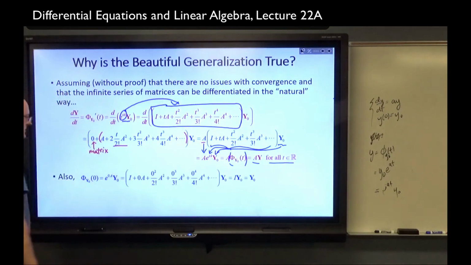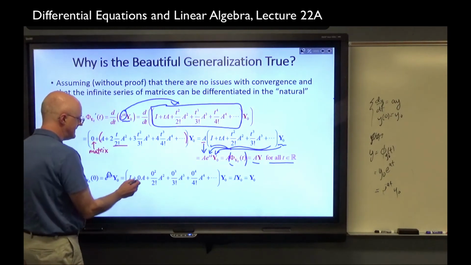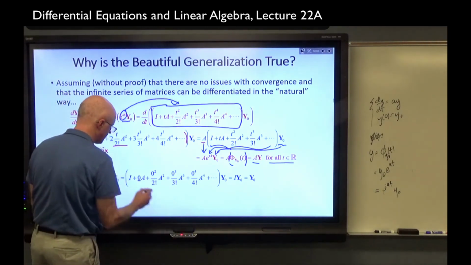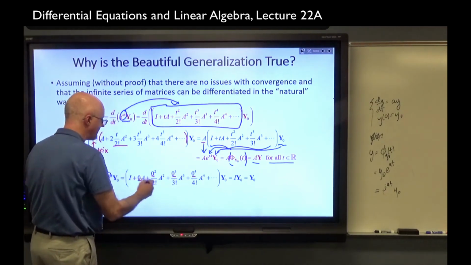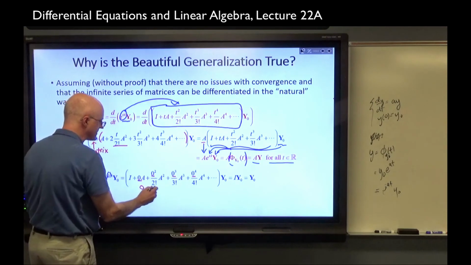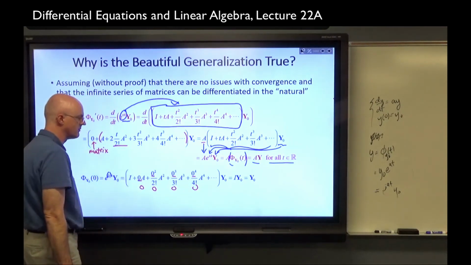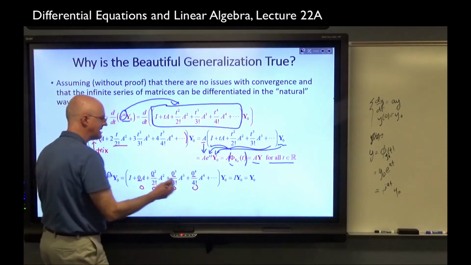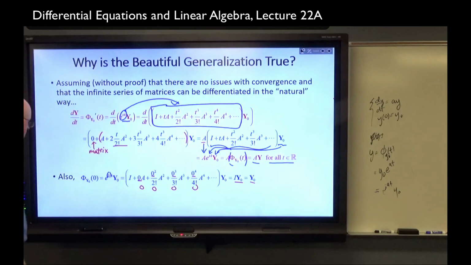Also, it satisfies the initial condition. Plug in t equals 0 as a scalar 0. These zeros are all scalar zeros, so I can do 0 squared. Well, okay, yeah, these are all the number 0, but that makes all these things the 0 matrices. And I plus a bunch of 0 matrices is I. So we get I times y0 is y0. Satisfies the initial condition. It works.